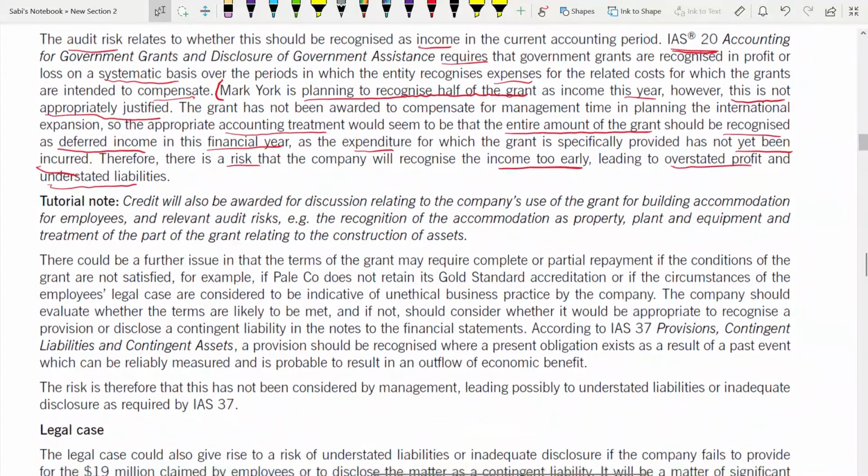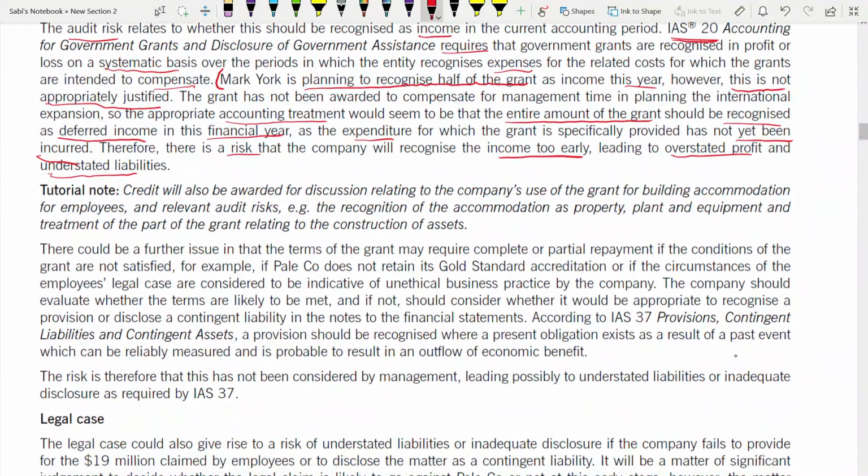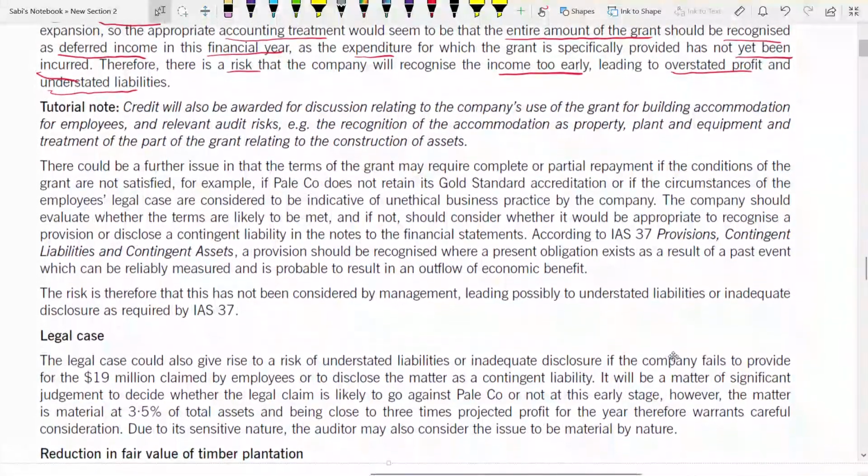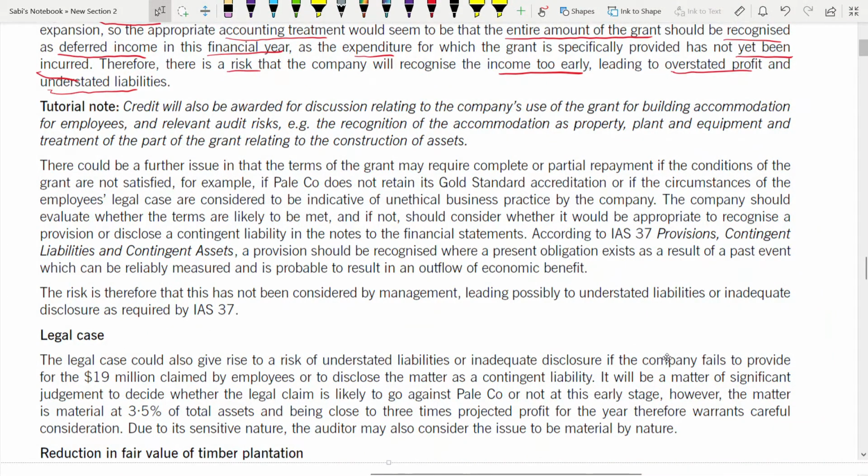Now, credit will also be awarded for discussion related to the company's use of the grant for building accommodation for employees and the relevant audit risk, the recognition of the accommodation as property, plant and equipment, and treatment of the part of the grant relating to construction of the assets. Okay. Now, this is further explained. Okay, the government grant is still not yet over. There could be further issues.